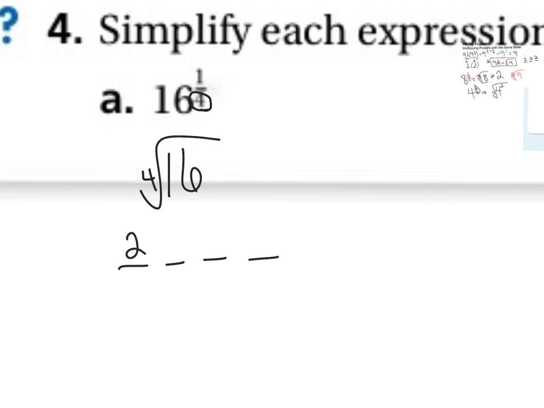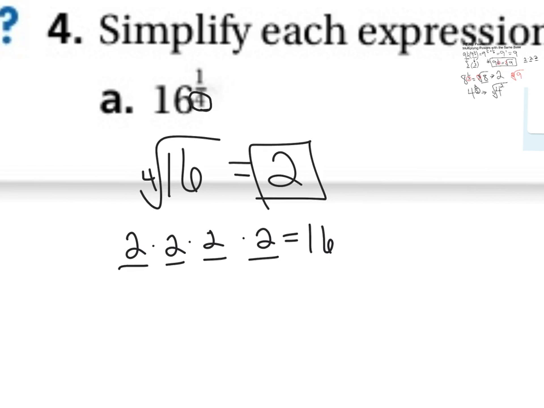So we can guess some numbers. You'll get better at guessing as you go. But this will end up being 2. 2 times 2 times 2 times 2 equals 16. So the 4th root of 16 equals 2.